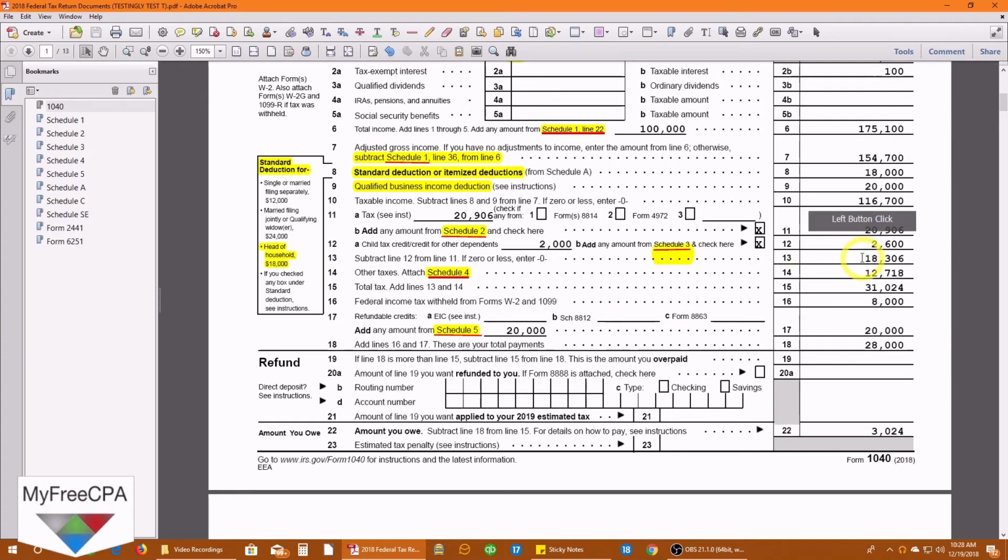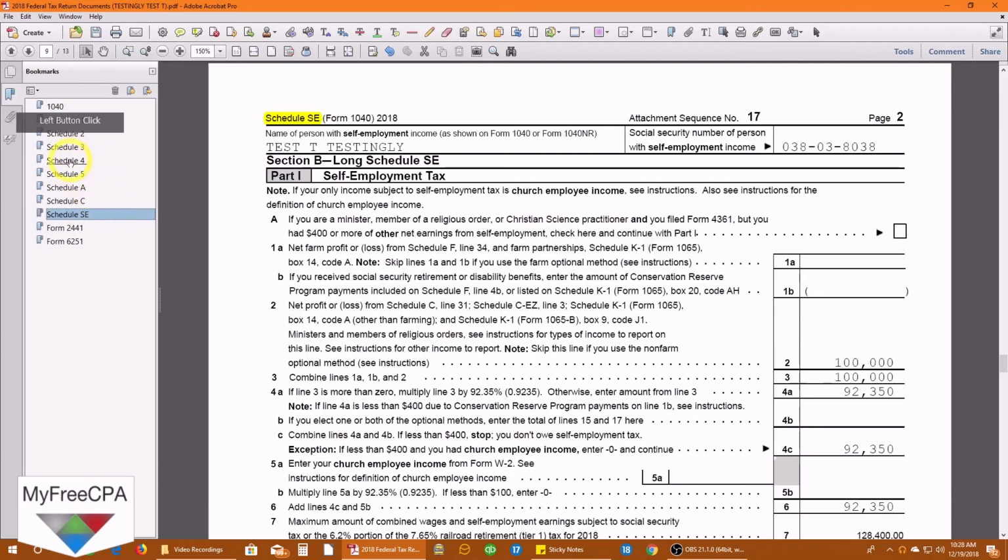It's not our final tax, because we may have other taxes, because we have Schedule C income or self-employment income, which is going to go on Schedule 4. So back to line 14. These are going to be adds, right? We're going to add more taxes. Schedule 4. Let's go back to Schedule 4.